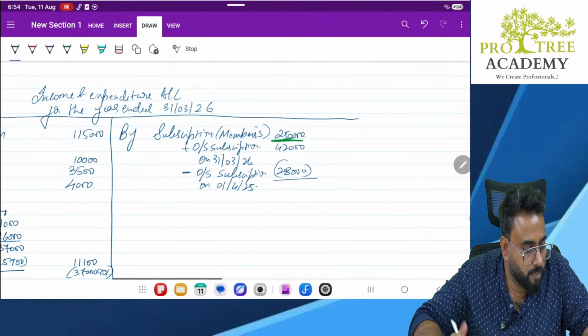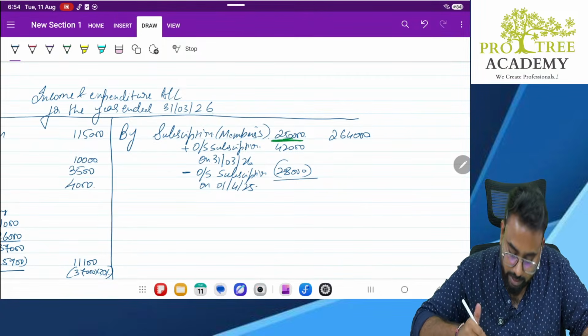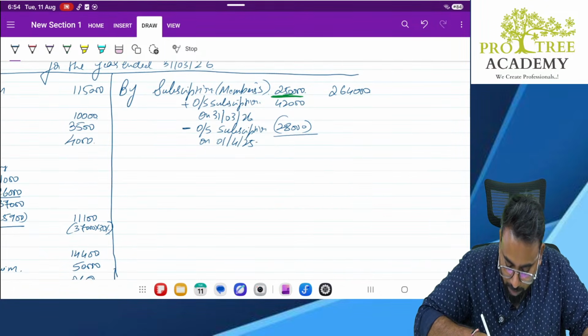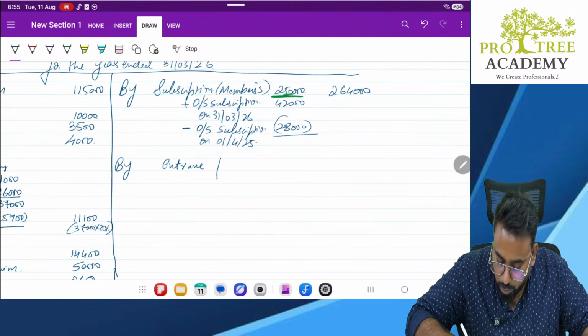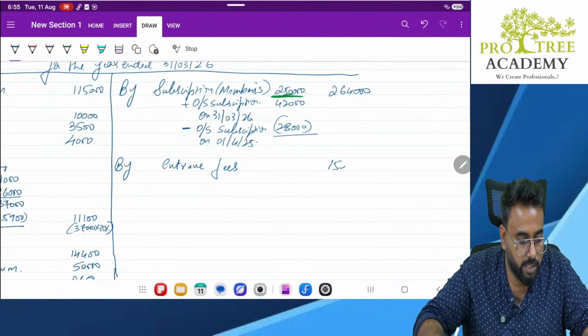Okay. Then member entrance fee. Have they told anything? They have not told about any capitalization. So we'll show entrance fee as our income. If they would have shown that it should be considered as capital receipts, then we would have not shown it in the income and expenditure account. Because it is not told anything, so we'll consider that as income.